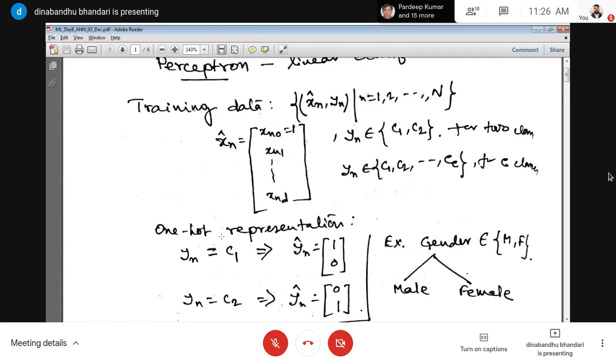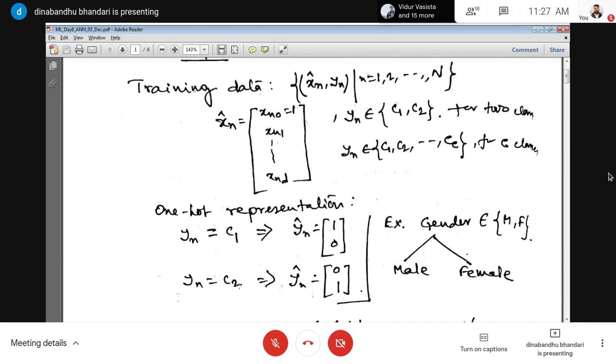One way to quantify is that you break that particular column into two columns. One is male column, one is female column. If the person is male, you just put 1 corresponding to the male column and 0 corresponding to the female column. Like yn, if this candidate is male, or class 1, if it belongs to class 1, in this case, class 1 component will be 1, class 2 component will be 0.